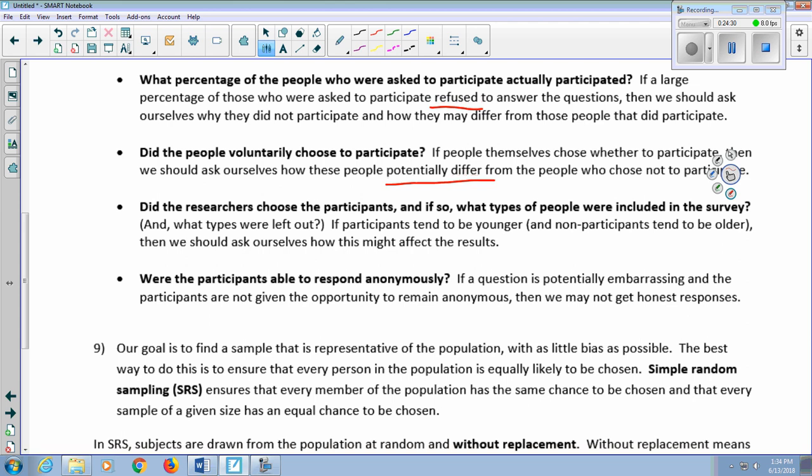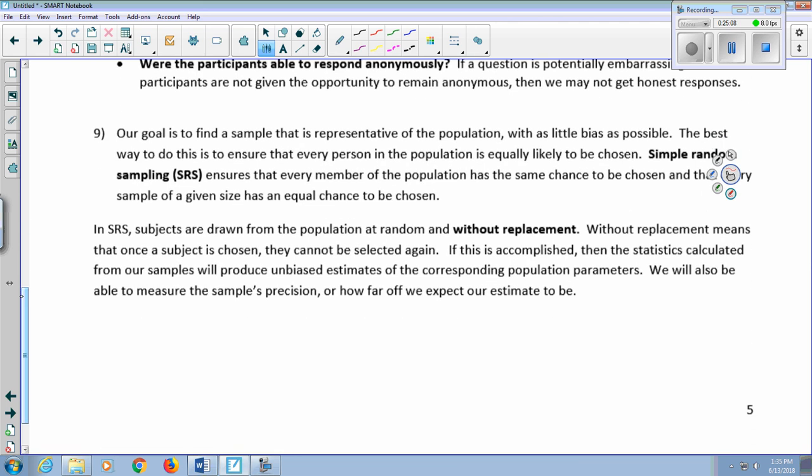So we just talked about that they chose people based on these lists, but they wouldn't have had lists of people who didn't own a telephone or a car. And so they're tending to leave out some of the population. Were the participants able to respond anonymously? So that's a key one, like if someone comes up to you face to face and asks you questions, oftentimes people don't want to respond because a question or answer might feel embarrassing, and so people might lie or choose not to participate.